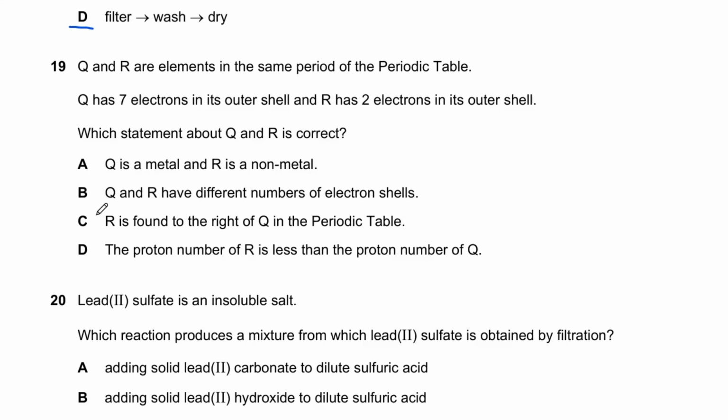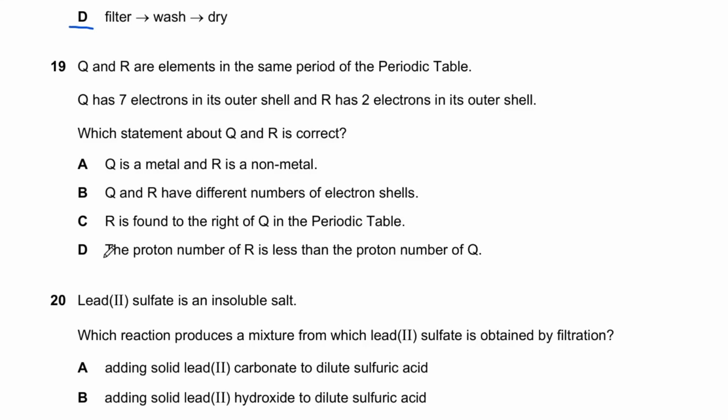Same period means the same number of electron shells. So from our options, option B says Q and R have a different number of electron shells. It's also wrong, because same period means the same number of shells. We are told that Q and R are in the same period, so they are supposed to have the same number of shells. So B is out. Then C, R is found to the right of Q in the periodic table. It is also wrong. R is to the left, not right, because R is a metal, Q is a non-metal. So R is to the left, not to the right.